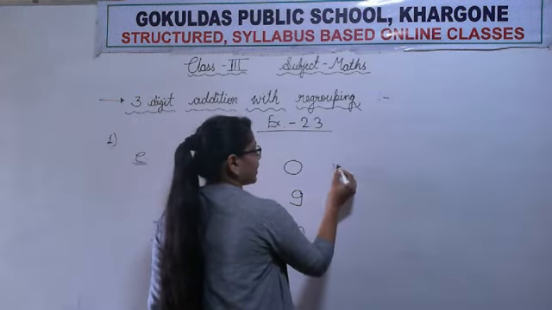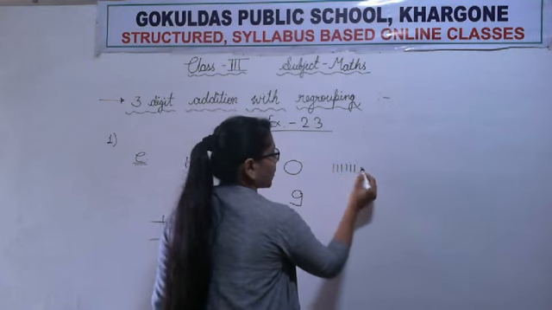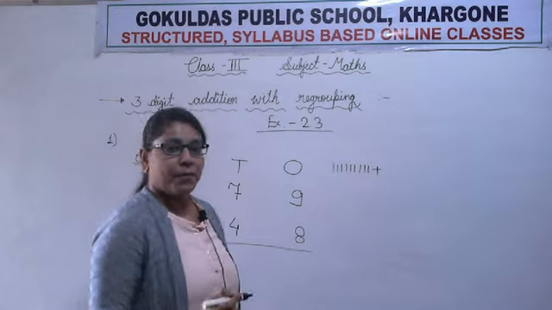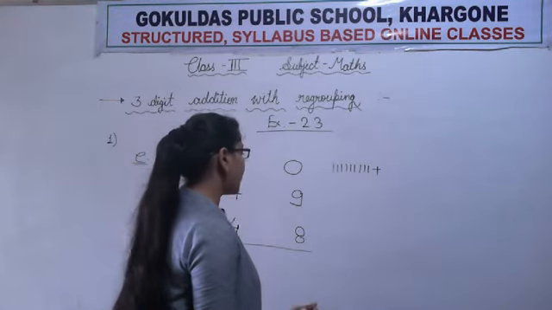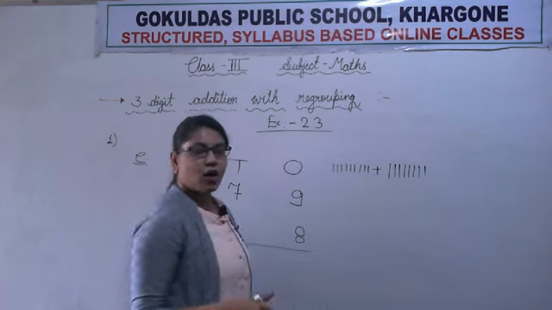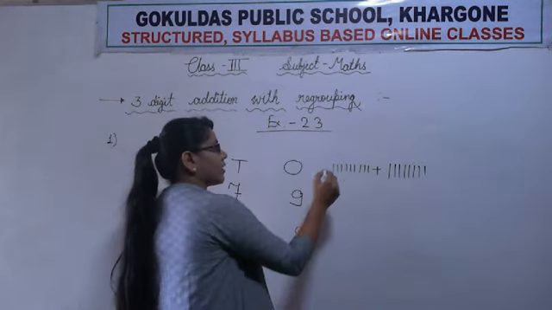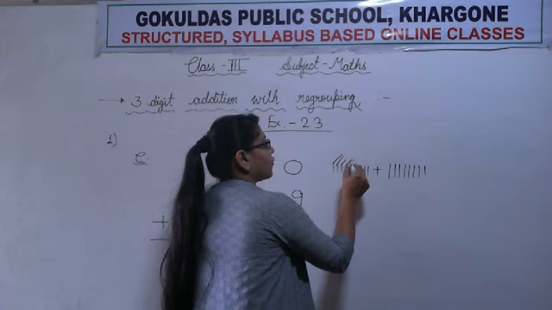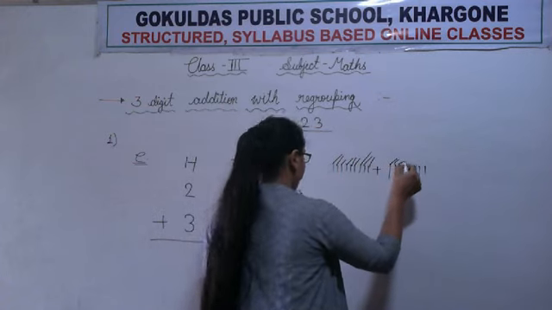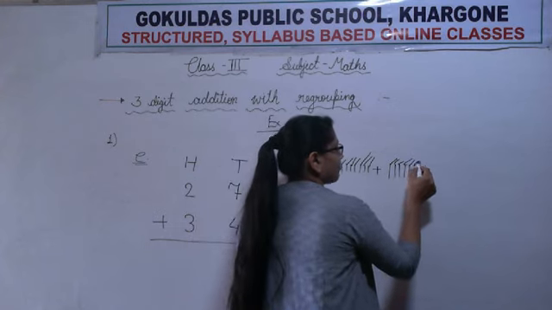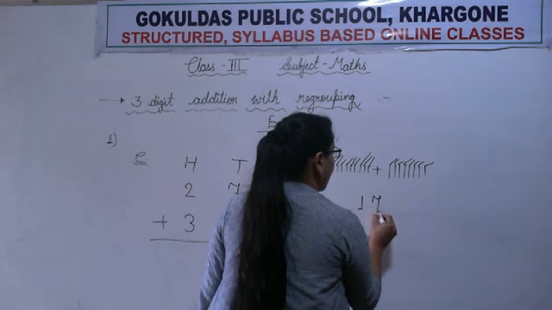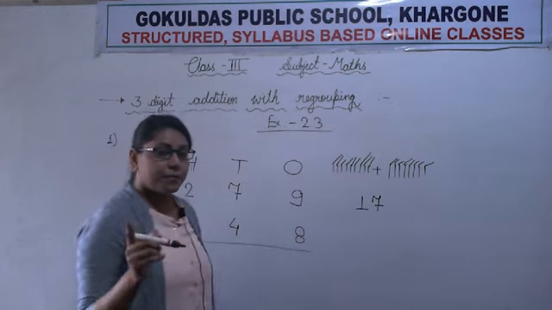9 plus 8. So we will draw 9 sticks first, then we will put a plus sign because we are doing addition. Then we will put 8 sticks. Now let's add them. How many sticks are there? 1, 2, 3, 4, 5, 6, 7, 8, 9, 10, 11, 12, 13, 14, 15, 16 and 17. Again we got 17 as the answer.